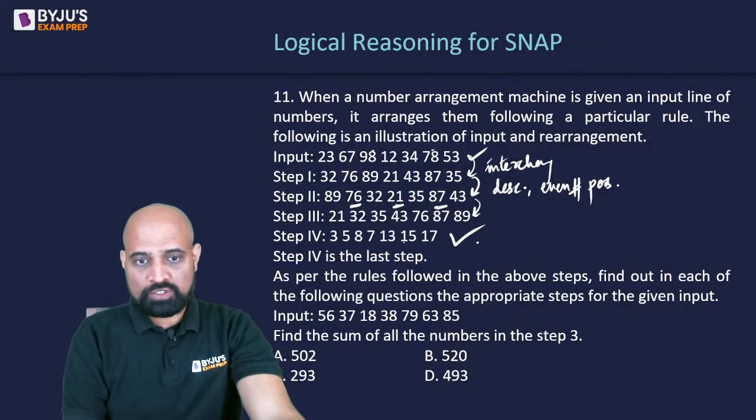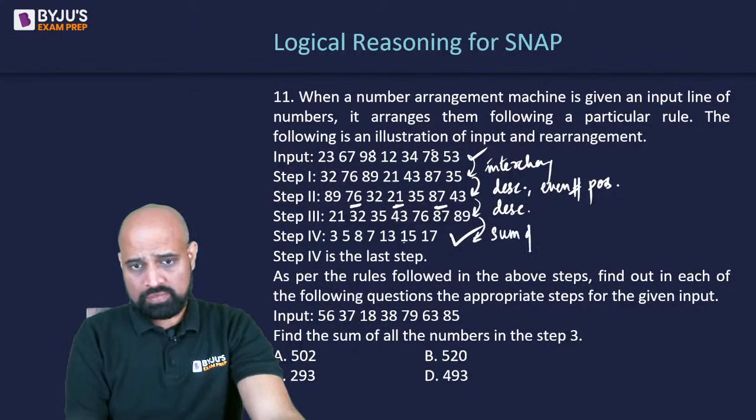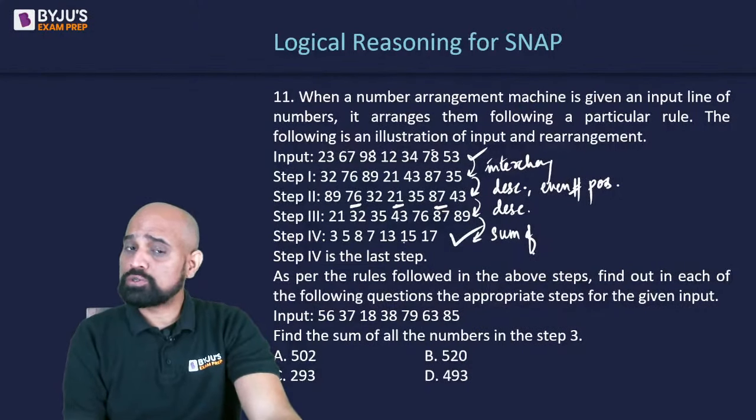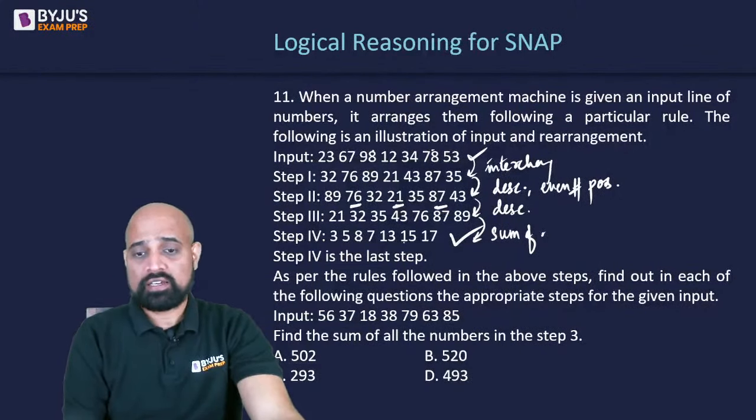What happens afterwards? 21 comes in the front, then 32, then 35. So the entire series gets sorted out. So the whole thing will be in descending order. And what is the last step? 32, 5. Sum of the digits. Right? 2 plus 1 is 3, 3 plus 2 is 5, 3 plus 5 is 8. So sum of digits is happening.